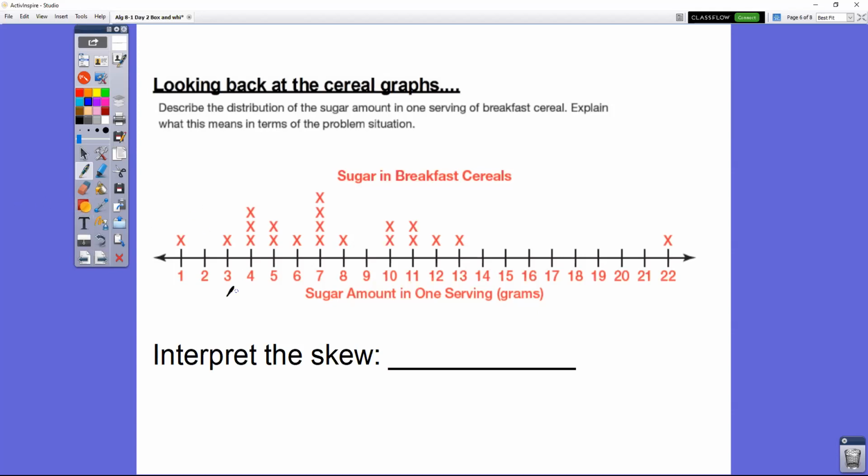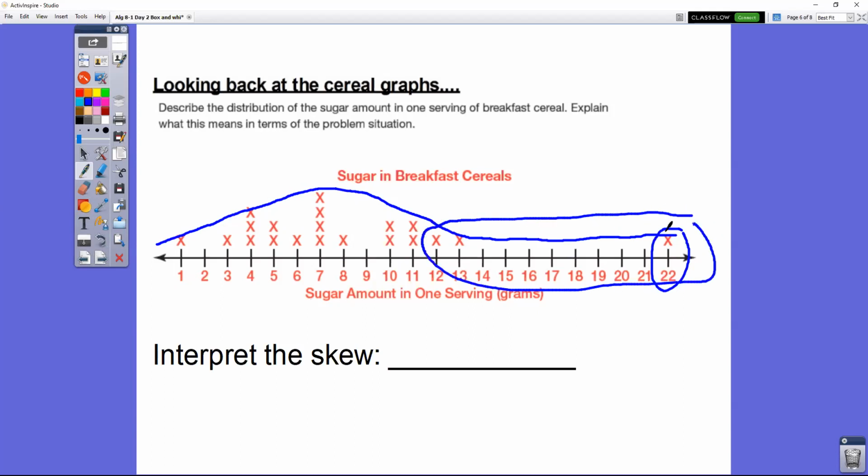Well, when we take a look at this one, notice that our hill goes up like this, it goes down, but then it keeps on going because of this 22 here, all right? I want you to think about it, would this be symmetric? Would it be skewed right or skewed left? So if it didn't include this 22, I would say it would be very symmetric. But because of this section down here, this is being skewed right.